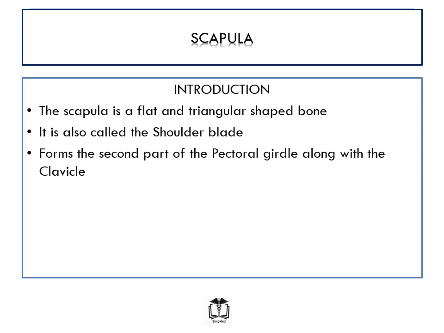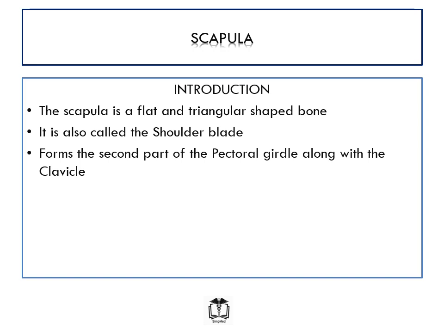The scapula is the second bone in the pectoral girdle, so it's the second bone that tends to connect the appendicular skeleton of the upper limb to the axial skeleton. It is not in direct connection. The scapula tends to connect to the appendicular skeleton, while the clavicle tends to connect to the axial skeleton. But both of them together would form the pectoral girdle and the junction between the appendicular and the axial skeleton.